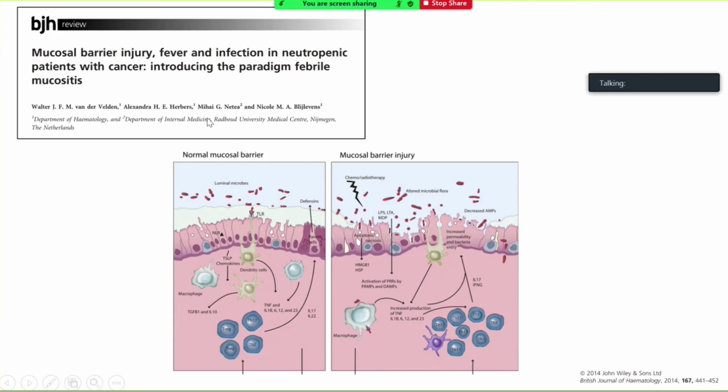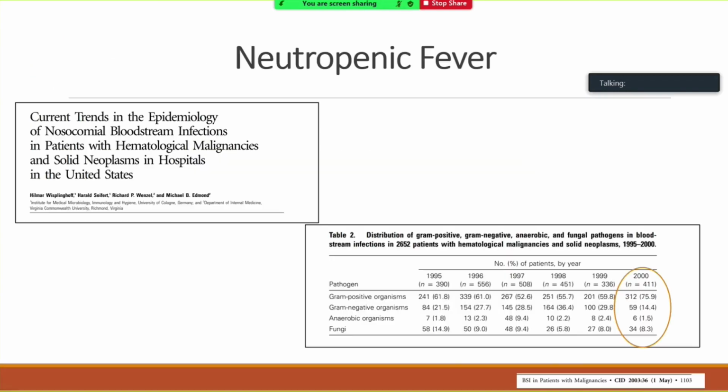This is the paper that I mentioned. Again, I highly recommend that you get familiar with it. As you can see, when you have a normal mucosal barrier, there's very little activity going on, and everything remains in check, compared to when you have a mucosal barrier injury or chemotherapy-induced mucositis. So there is a lot of cytokine release, and this by itself can cause a fever as well.